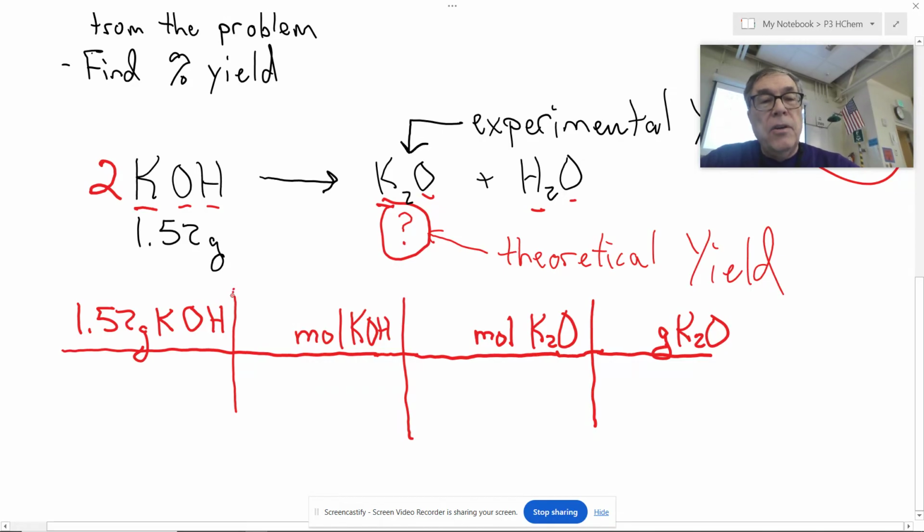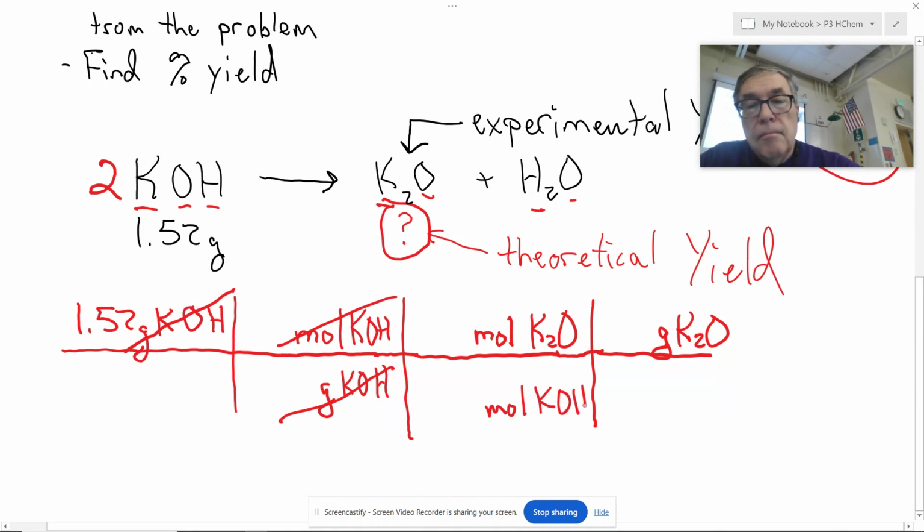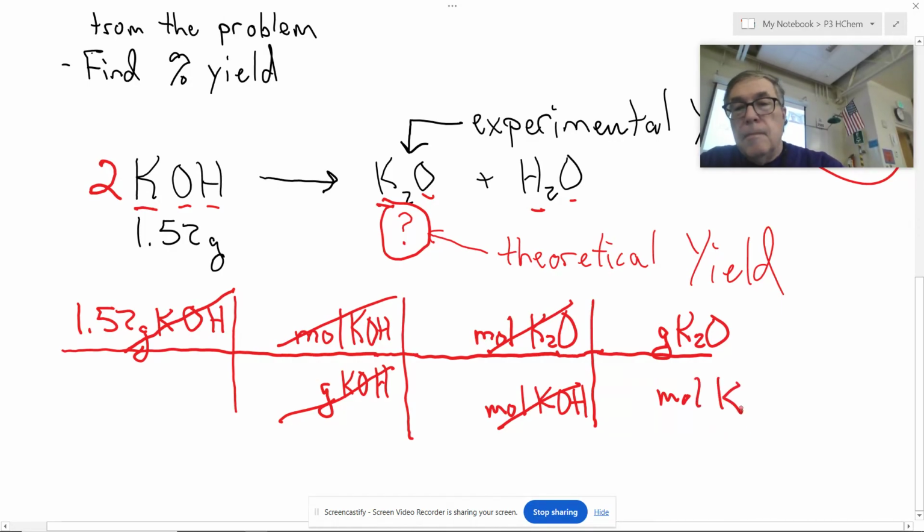So I'm going to make this unit cancel by writing the same unit down here, KOH. Now those units have canceled. I'm going to make this unit cancel by writing the same unit down here. That way this unit cancels. I'm going to make this unit cancel by writing the same unit down here. And that's K2O. Take a moment. Do you have those units in the right places?